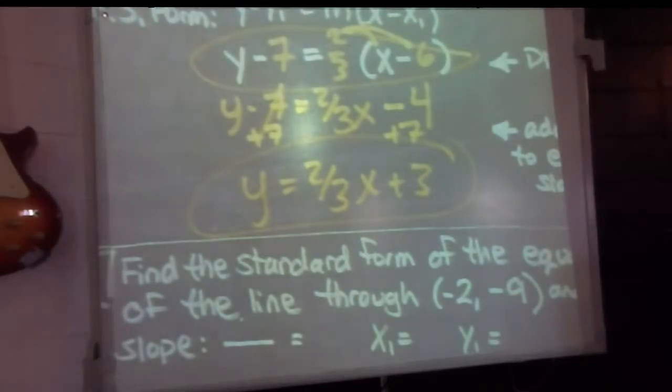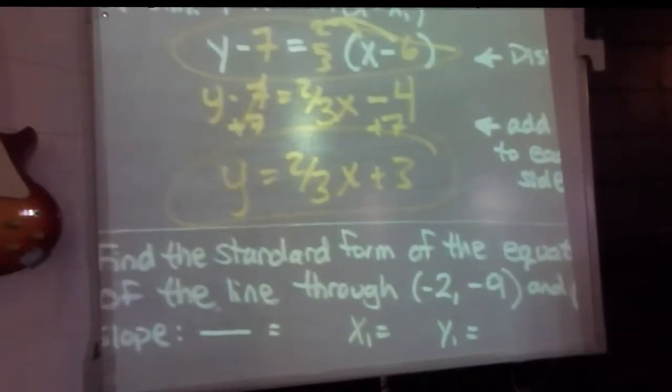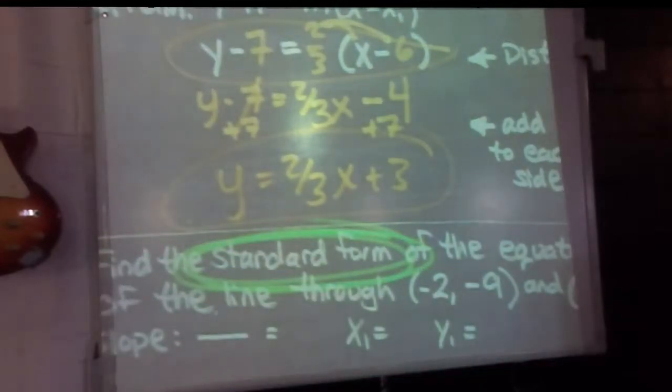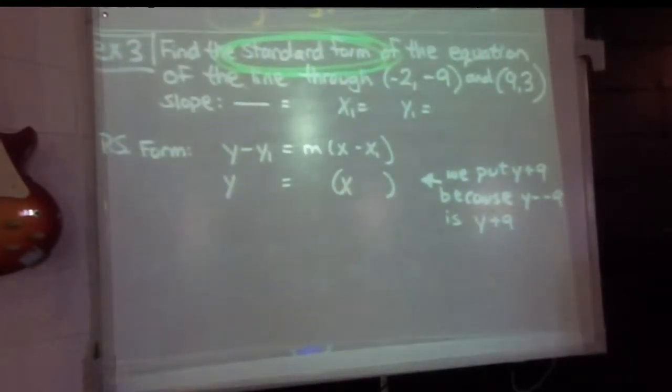Now this last one, I'm going to write small because we have a long way to go. The last one wants you to put the final answer in standard form. That means it's going to be a journey from what we start out with to standard form. Find the standard form of the equation of the line through the points (-2, -9) and (9, 3). Here's one thing about standard form, which is why it's the worst form of all time: you don't ever get to start in standard form. It's just a form they came up with that sometimes you have to rearrange your answer into.